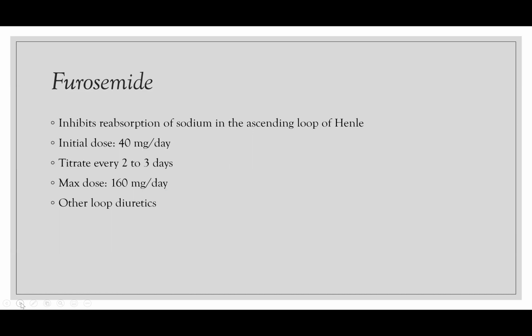As I mentioned earlier, the next treatment option available is furosemide. This medication works by inhibiting the reabsorption of sodium in the ascending loop of Henle. Effects with this medication are typically seen within 1 day, so it's much more favorable for the patients because they have an immediate response to the medication. Like spironolactone, it will be titrated every 2 to 3 days up to a max dose of 160 milligrams per day. Other loop diuretics are not currently being used because they did not exhibit superiority in the studies and they cost more.